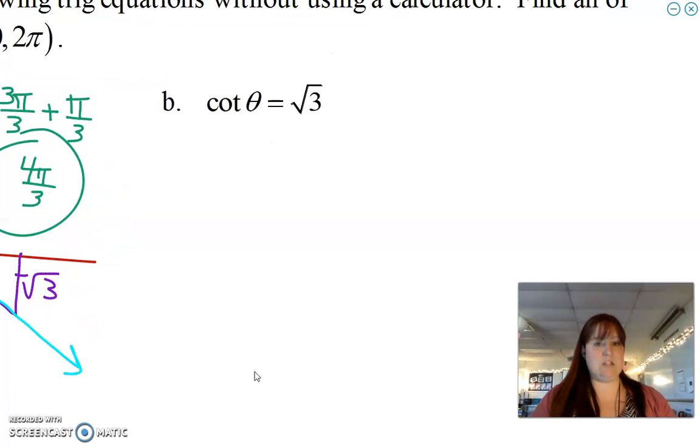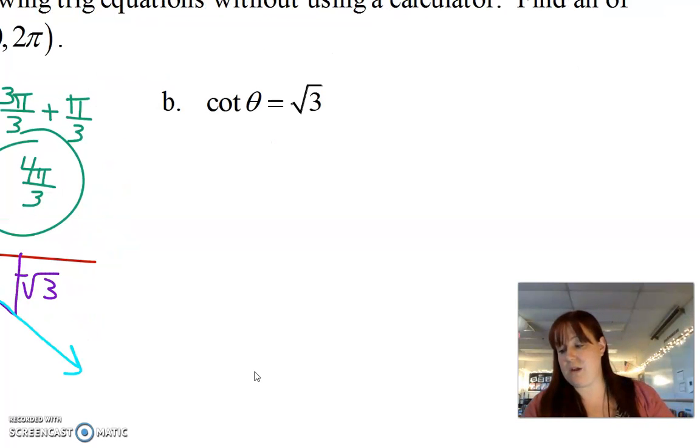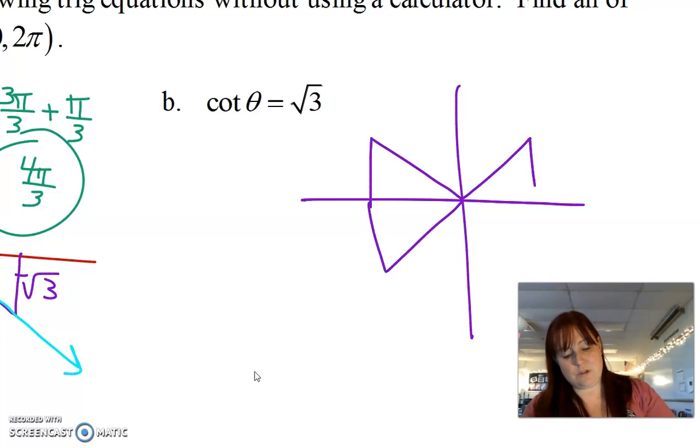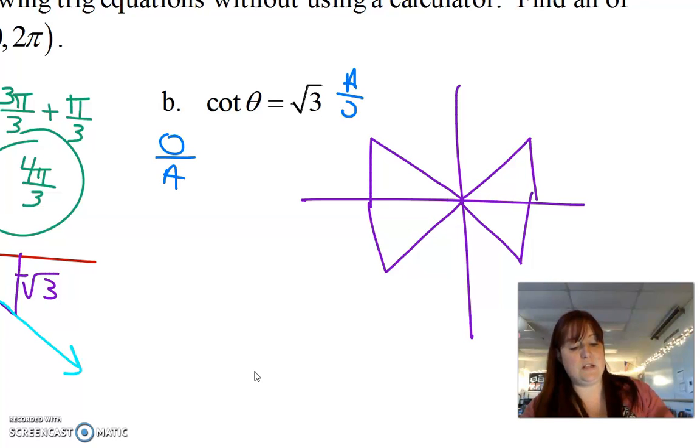All right, if cotangent is root 3, so again, we're going to draw our reference triangles. We're going to look at our bow tie. And we're going to say which ones of these could possibly have a cotangent of root 3. So remember that tangent is SOHCAHTOA, so it's opposite over adjacent. Therefore, cotangent is adjacent over opposite. Okay, so we have adjacent over opposite, and we need these to be positive in the end.